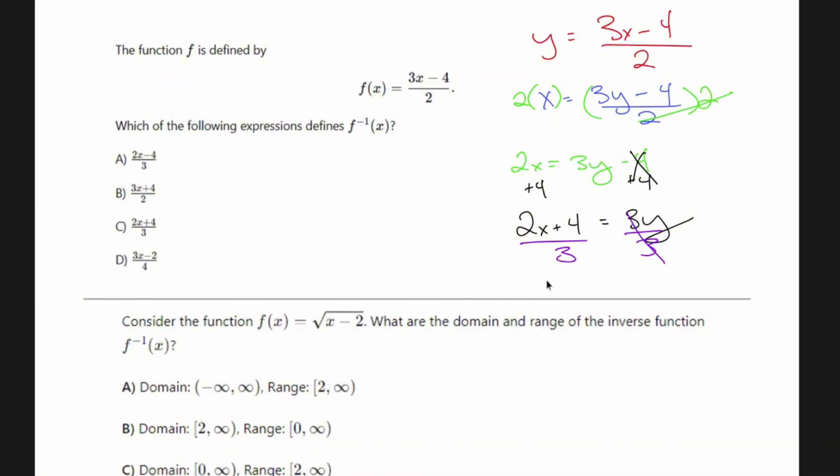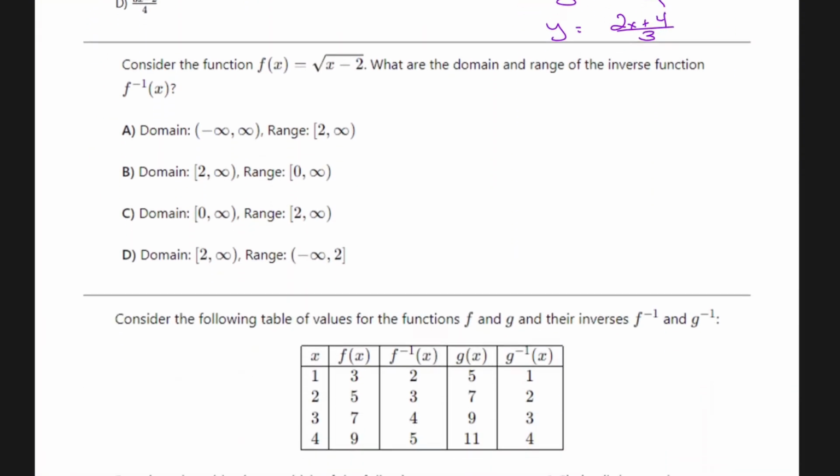Cross y out. Flippity floppy, y equals (2x plus 4) over 3, which can be written out as f inverse is (2x plus 4) over 3. The answer is C. Pretty straightforward. This one, not so much.